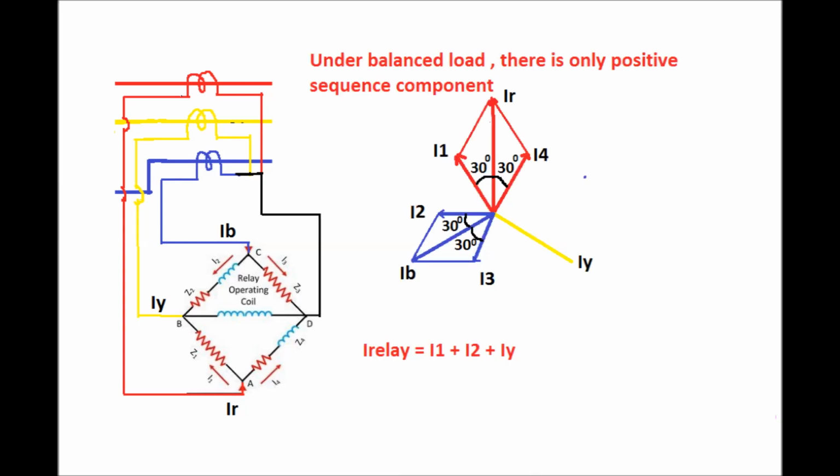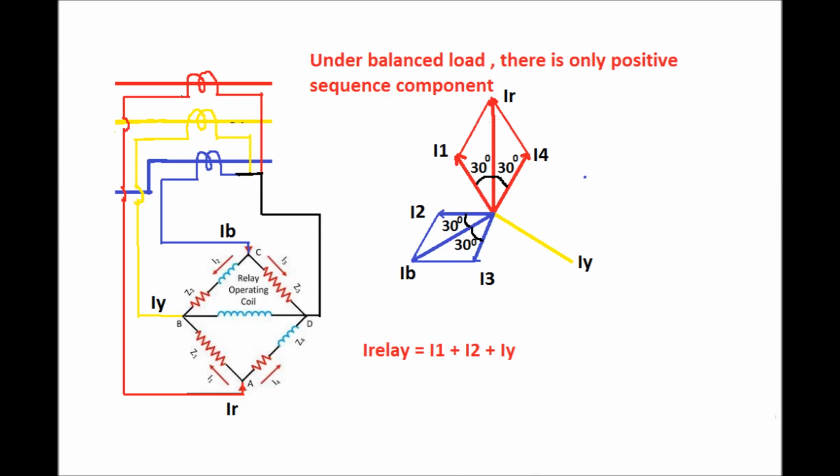So under balanced load conditions, there will be only positive sequence component of the current. There is no zero sequence component or negative sequence component of the current present under balanced conditions. So the phasor diagram for all four components of the current has been shown in this figure.